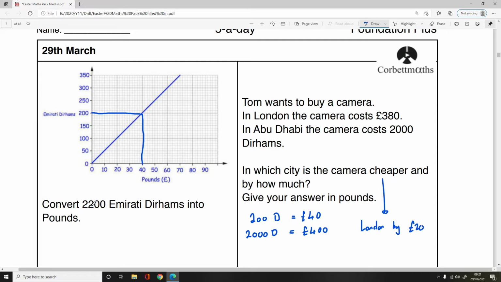For the other one, we want 2,200 dirhams. So again, if we know that 200 dirhams is 40, and we know that 2,000 is 400, we can put them together and get 2,200 is £440. There are lots of other ways of getting there, to be fair, but that was the way that seemed easiest to me.